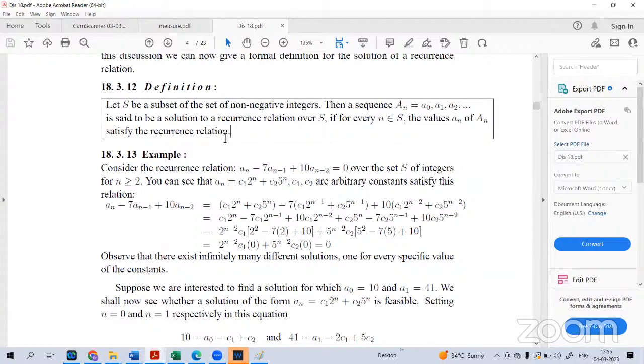Linear recurrence relations means it has only terms like a n, a n minus 1, a n minus 2, to the first power. Then it comes under the linear recurrence relations.